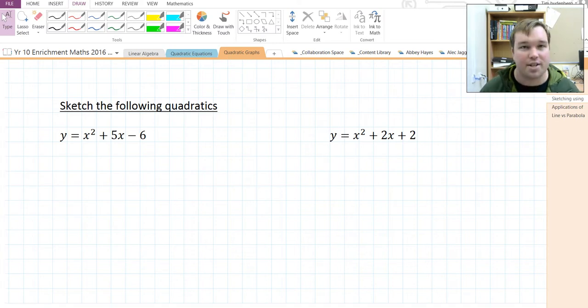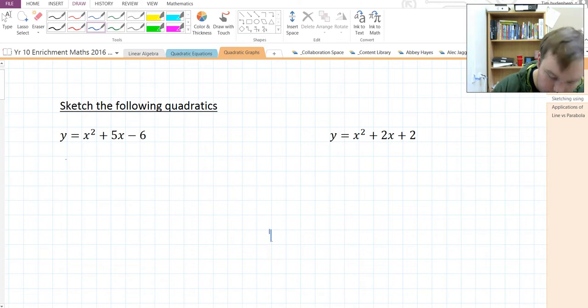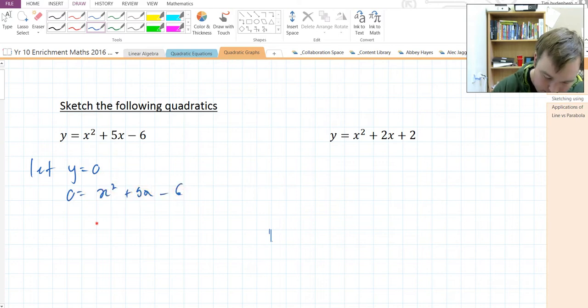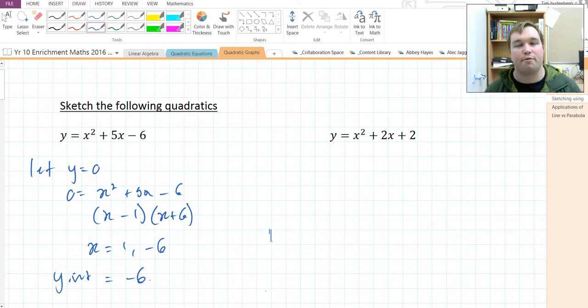First of all, if we're asked to sketch these two quadratics, our normal approach would be to find the x-intercepts, find the y-intercept, find the turning point, and draw a line through them all. So very quickly with this one, we would let y equal 0 for the x-axis intercept, so 0 equals x squared plus 5x take 6. x take 3, x take 1, x plus 6 multiplies and adds, fine, so the two x-axis intercepts are 1 and minus 6. We would then let x equal 0 to find the y-intercept, so the y-intercept would equal minus 6 also. We could then find the turning point, etc.